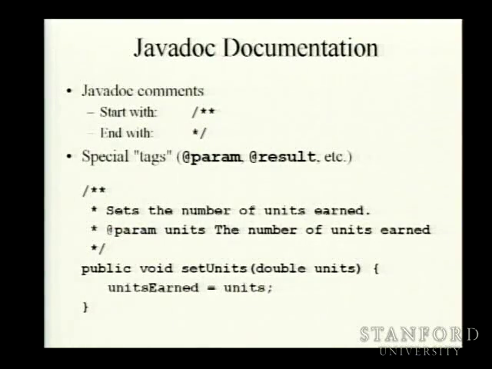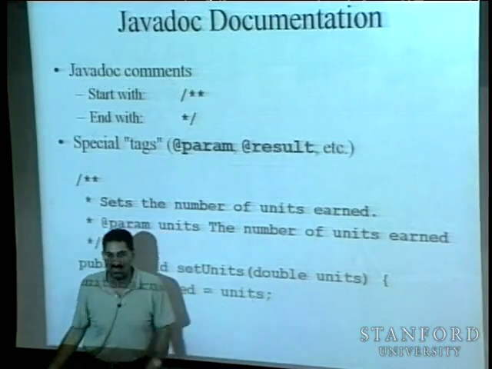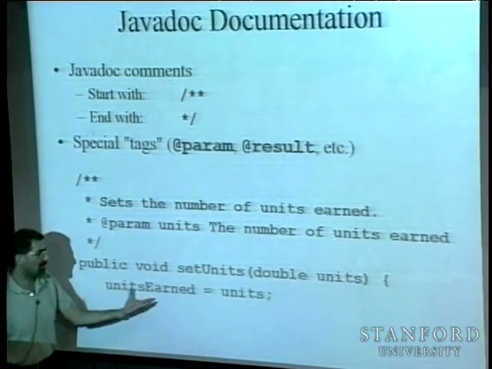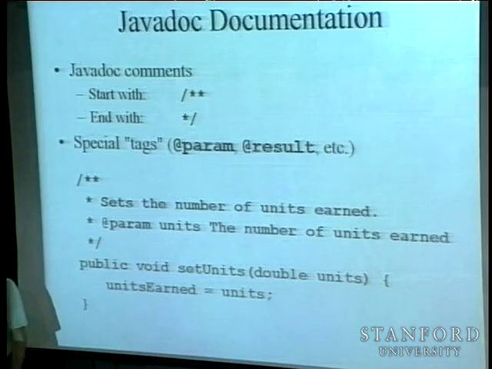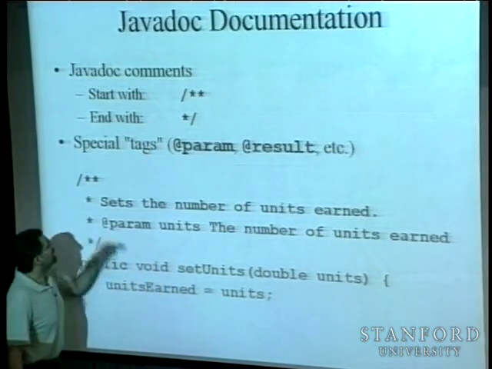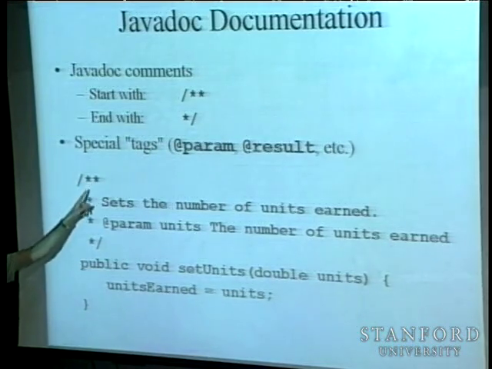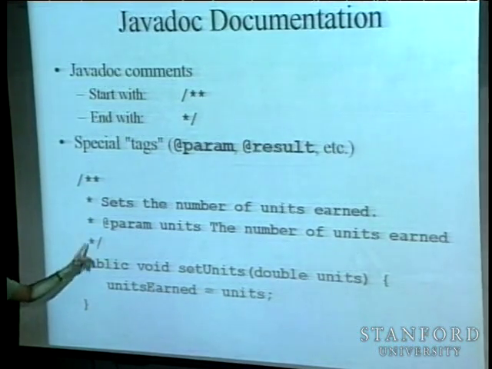Okay? So here is a method, and this method might be some method we have that just sets the number of units someone earned. So it's called setUnits. It takes in some number of units as a double, and let's say we have some instance variable somewhere, unitsEarned, which is how many units you've earned at college so far, which just gets set to units. This comment here is a JavaDoc comment, right? Starts with slash, 2 stars, and ends with a star slash.